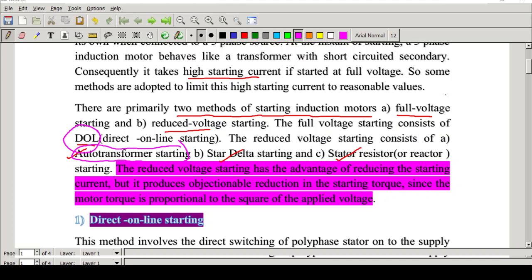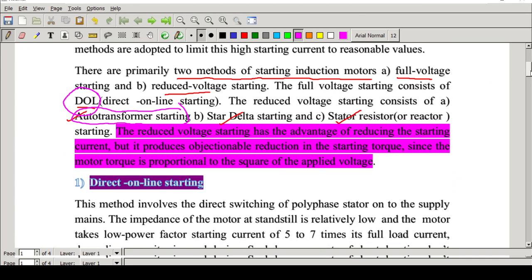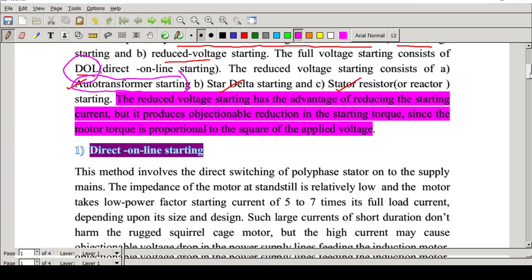Now this reduced voltage starting method has the advantage that when the motor is started, the initial high current drawn from the supply line can be controlled, but the torque, which is proportional to the supply voltage, will be reduced. So that is one of the problems while using reduced voltage starting: the current can be reduced, but along with the current, the starting torque will also get reduced.